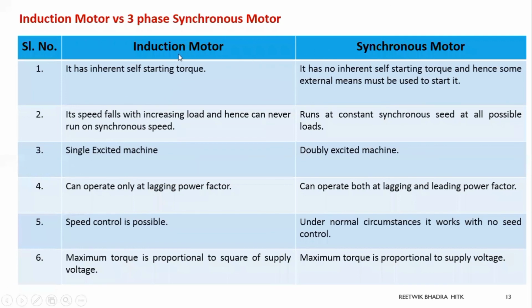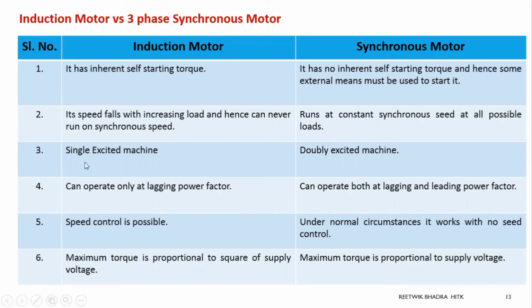And at last, a comparison between induction motor and synchronous motor. The induction motor has a self-starting torque automatically. I don't know whether you have studied synchronous motor till now, but you will study it later also. It doesn't have any self-starting torque. Now the synchronous motor, according to the name, runs at synchronous speed, so speed is constant, but over here speed is variable, meaning as the load goes on increasing, speed falls.